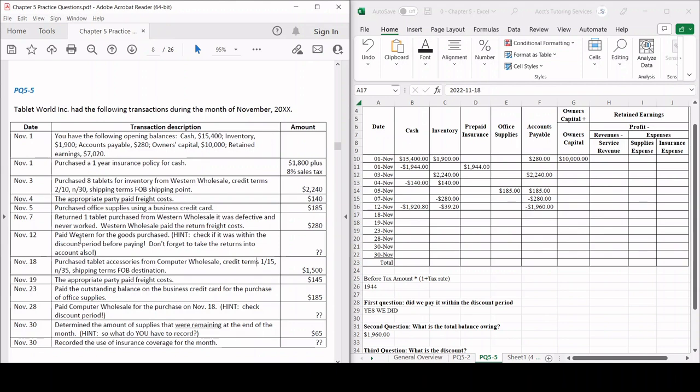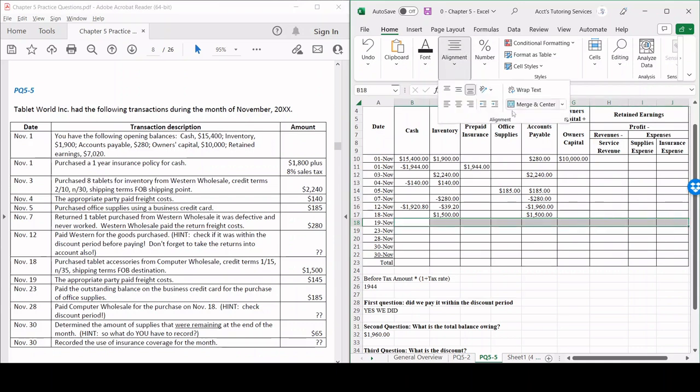But let's deal with November 18th first. November 18th, we bought additional inventory for $1,500. And our obligation, accounts payable, also goes up by $1,500. Simple as that. So now November 19th, the appropriate party pays for freight costs. Like we said, since the seller pays for it, for us is no entry. It doesn't impact our books because the seller's paying for it. It has nothing to do with our company. Simple as that.